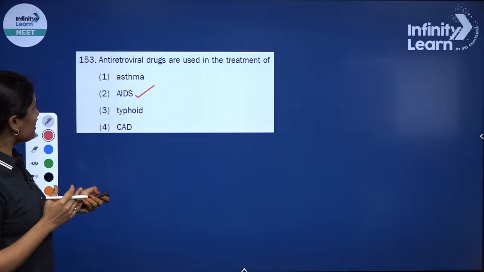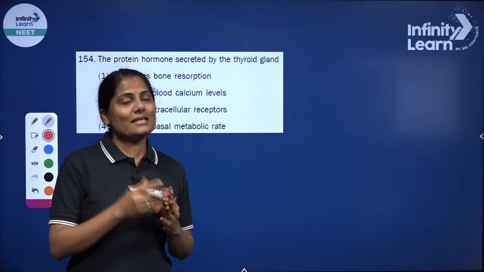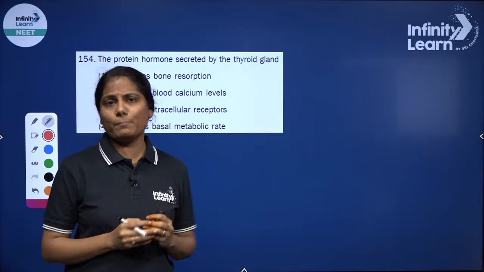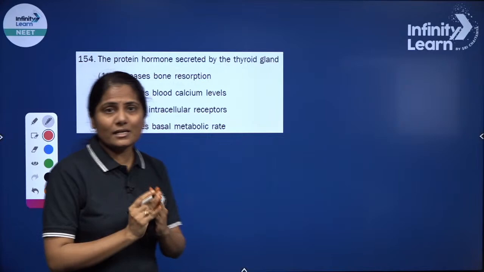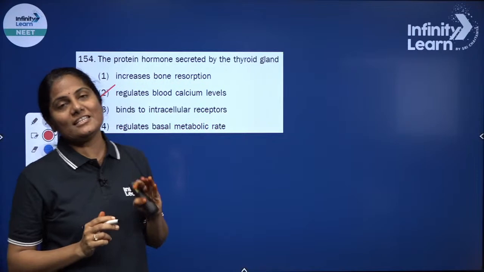Let me erase. The protein hormone secreted by the thyroid gland. Remember, the thyroid gland is secreting the T3, T4 hormones as well as TCT. T3, T4 being the iodothyronines. TCT, on the other hand, is a protein hormone. Parafollicular cells are secreting it. That is helping with regulating the blood calcium levels along with PTH, parathyroid hormone, right?